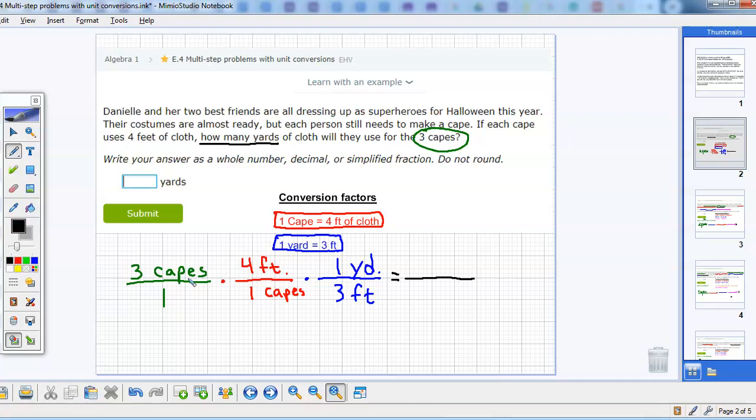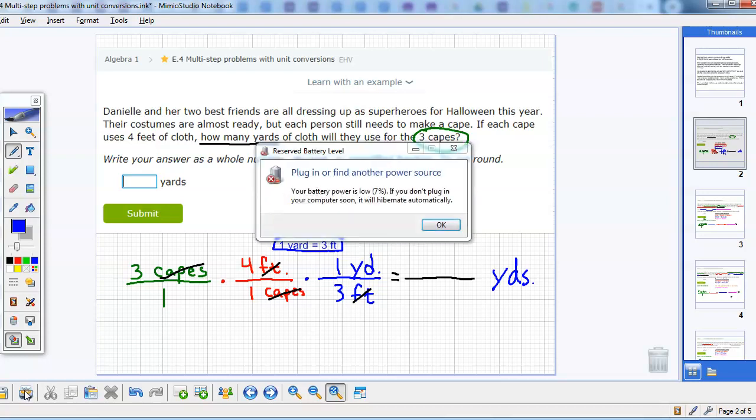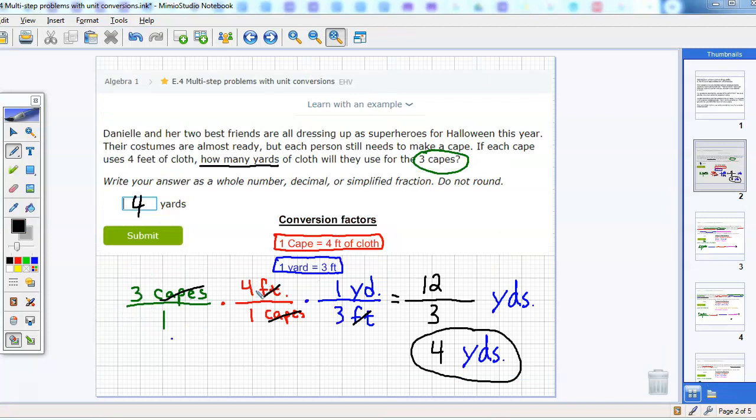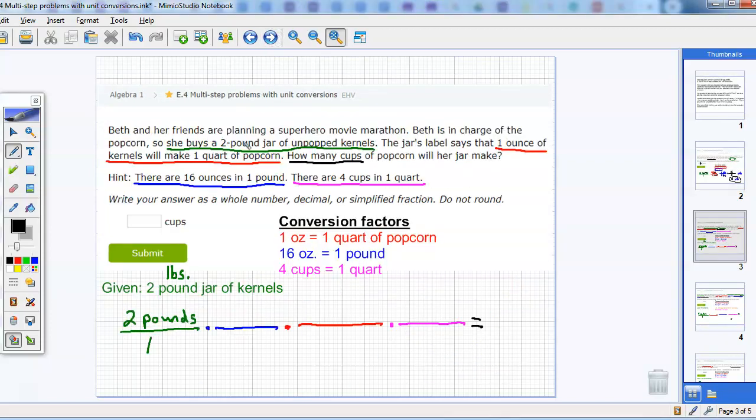Now, how do I know if I'm converting it correctly? Well, I know that capes will cancel with capes. Capes over capes is just 1. Feet will cancel with feet, and I should just be left with yard as a unit. So I should be left with that yard, and it'll probably be yards as a unit. Now, I'm just going to multiply straight across the numerator, straight across the denominator. So notice, I multiplied 3 times 4 times 1 to get 12, and 1 times 3 to get 3. Now I have 12 over 3, which is 4. So that's 4 yards. On to the next example.